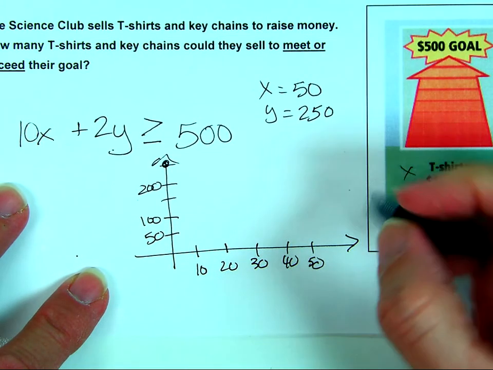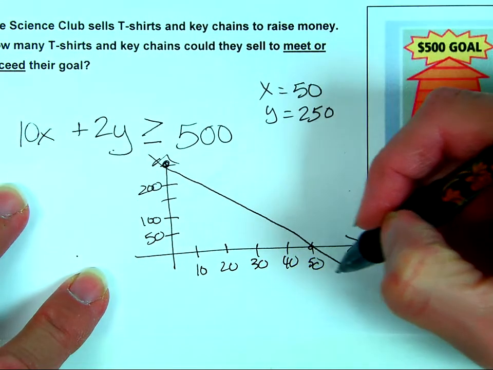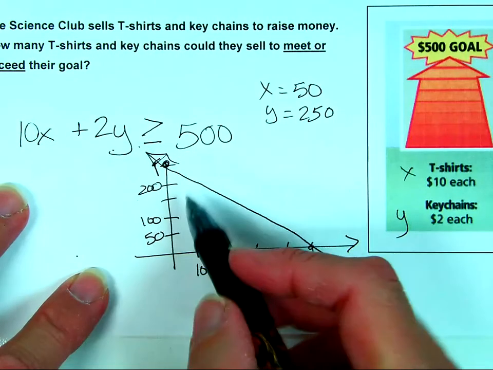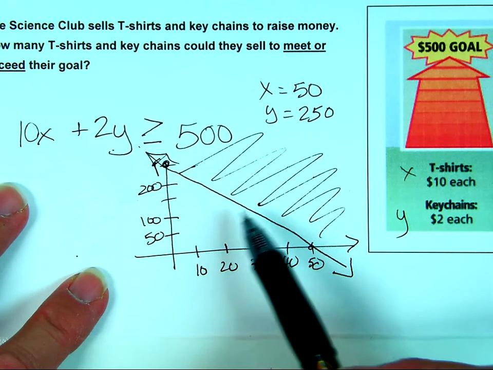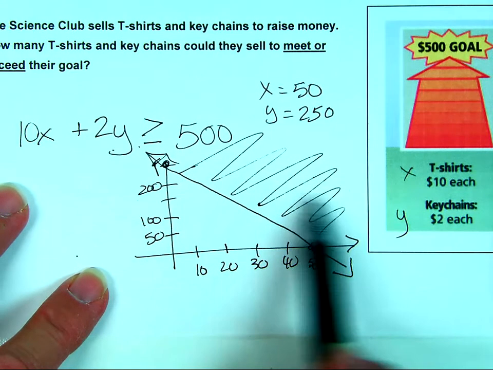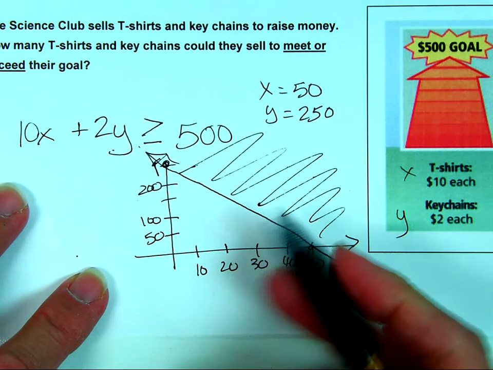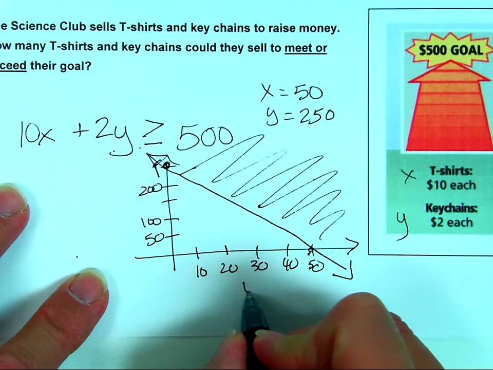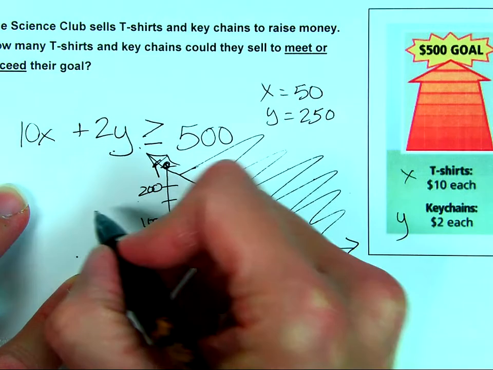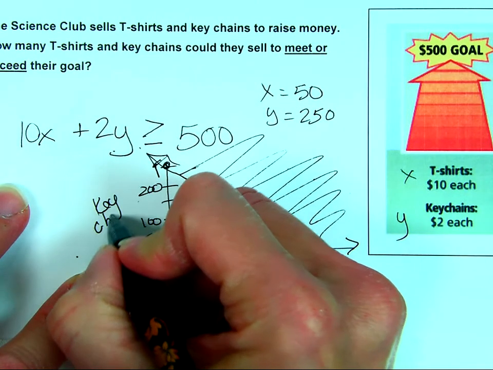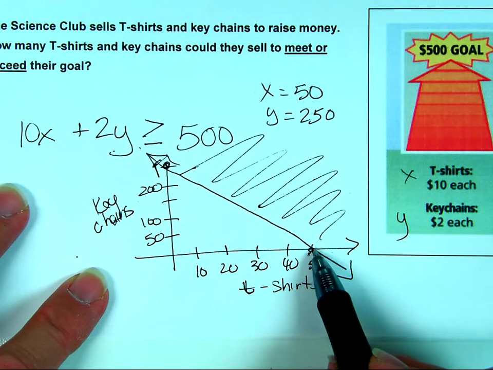And then I'm going to connect them. Now it's an equal to, so it's going to be connected like that. And since it's greater than, I would shade over here. So in order to make that money, I can pick any point in this region. If I wanted to make exactly $500, I could sell 50, remember this is t-shirts, because that was the X, right? And this is keychains. You probably want to label that. So I could sell 250 keychains to make $500, or 50 t-shirts, or anything in between.